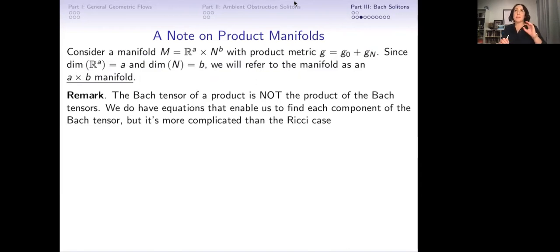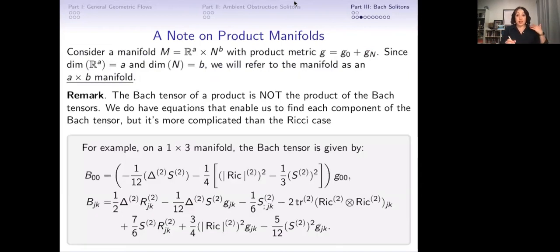Other thing to note, the Bach tensor of a product manifold is not the product of the Bach tensors. The Ricci tensor does something nice where it splits nicely over products. However, the Bach tensor does not. For example, on a 1 by 3 manifold, the Bach tensor is given like this. On my first manifold, that R^A component, it would be given like this. On my 3-manifold, it would be given by this term. And that's not super nice to deal with, but it is more manageable actually than one might think. We have definitions for Bach tensors on all of the cases that we need.